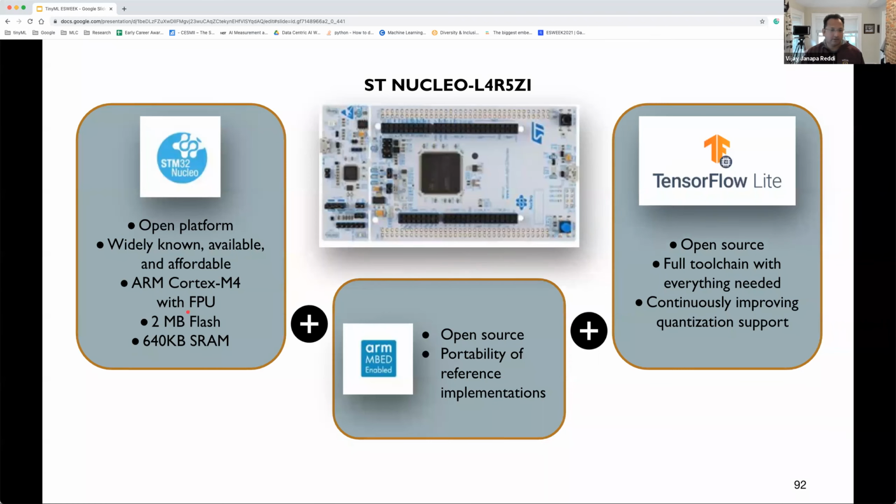As you can see, this particular device has only around 640 kilobytes of RAM. That's on the upper end of an embedded system, but most of the models are actually smaller than half this SRAM size. Flash consumption is also only about a megabyte.